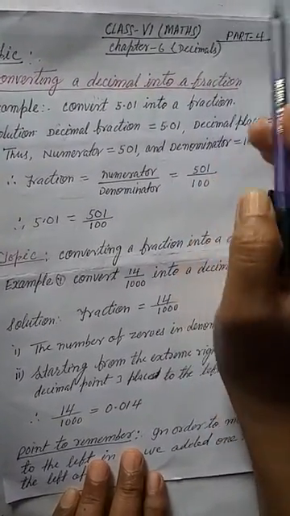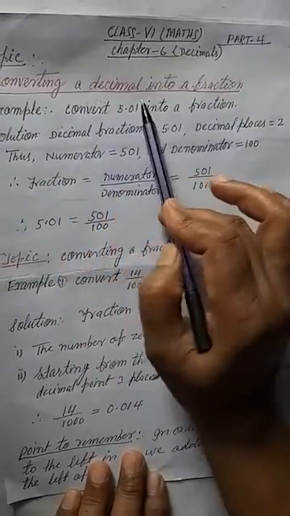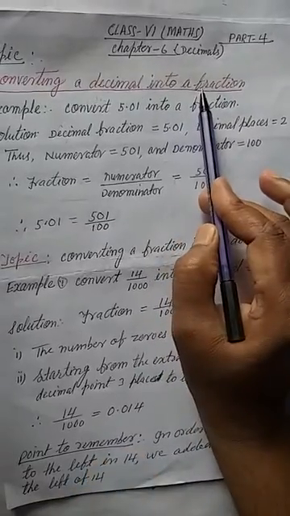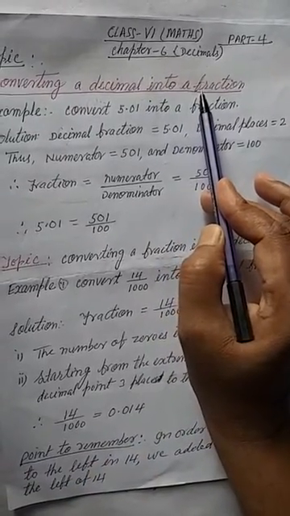Okay students, today our topic is converting a decimal into a fraction. Some rules and steps are given in your book, page number 111.